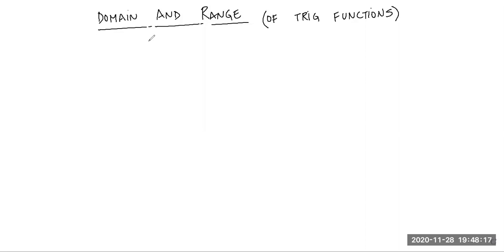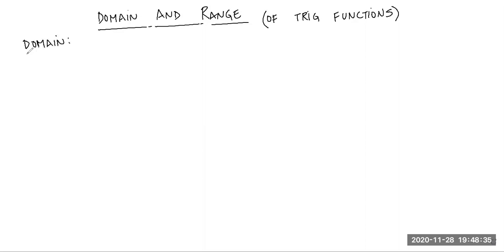Yes, students. So today, once again, we discuss domain and range of trigonometric functions. Now, students, first we will discuss what is the domain of a trigonometric function.